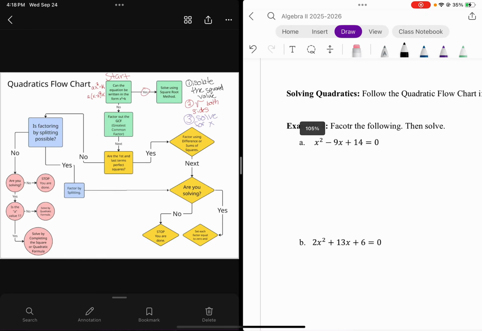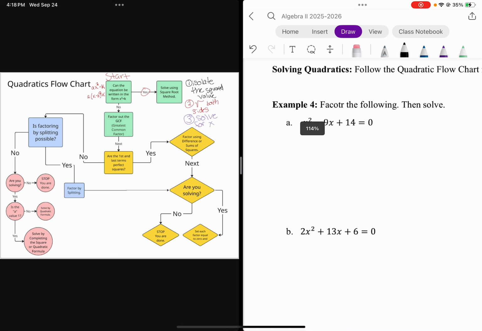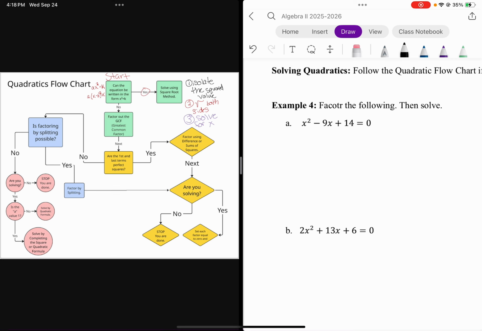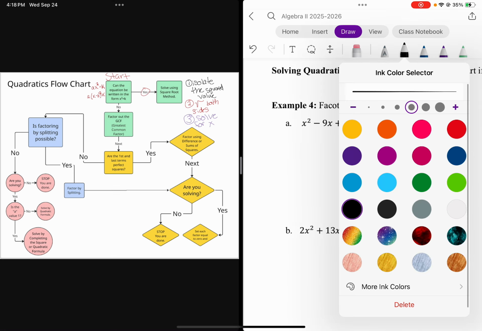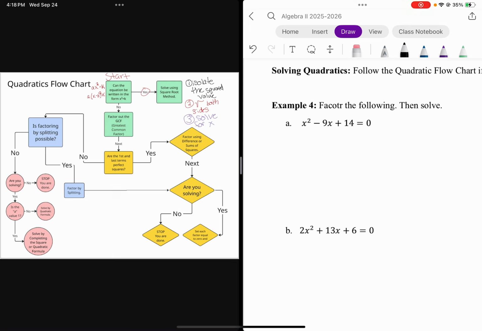All right, the second part of 3.3 is when we are going to start factoring. And I do have a typo here. This should say factor, not whatever this word is. Okay, so if you get stuck on these, go back to the flow chart, see if that helps you get out of the spot that you are stuck in.